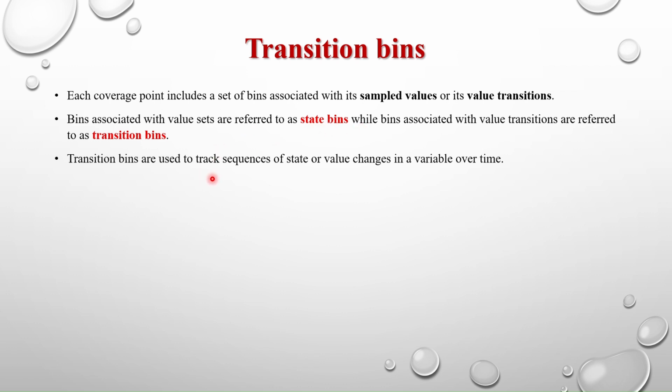Transition bins are used to track sequences of state or value changes in a variable over time. A sequence is related to time, right? This operator is used to represent the transition of a variable: A operator B. Then it is called a transition bin, where we check whether the value is changing from A to B or not. By using this operator, we represent the transition bin.